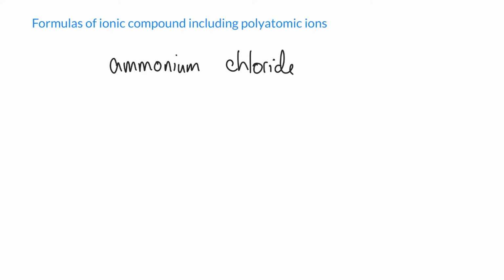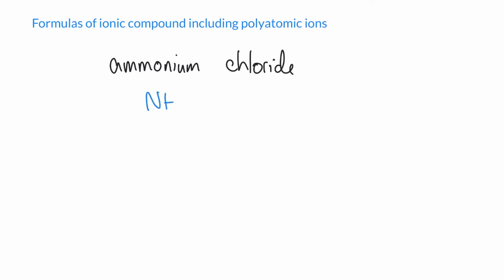Ammonium chloride can be used to lower the pH of your blood. It's acidic, so if you've got respiratory alkalosis, you can push some intravenous ammonium chloride and it will cause the pH to drop down again into a more healthy range. And it's an ionic compound that contains a polyatomic ion.